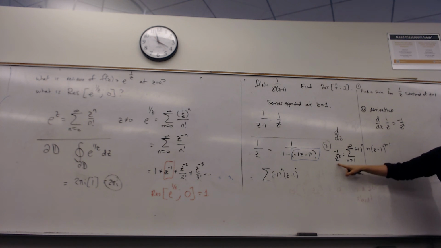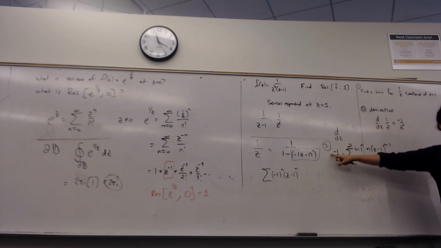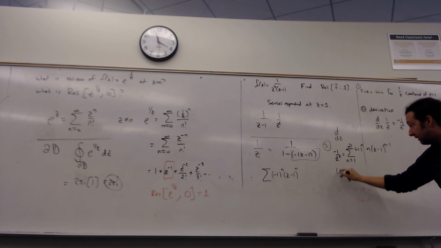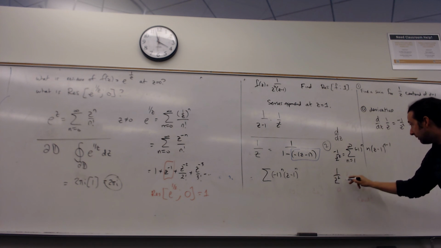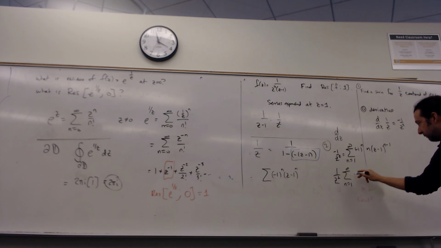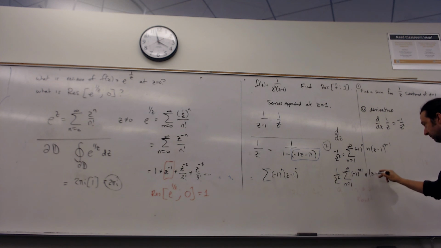That's also not quite the series I want because there's this extra -1 floating around. So if I multiply both sides by -1, I get 1 over z squared equals the sum from n equals 1 to infinity of (-1)^(n plus 1) n (z minus 1)^(n minus 1). So that dude right there is a series expansion for 1 over z squared on the domain of interest. Is that okay?